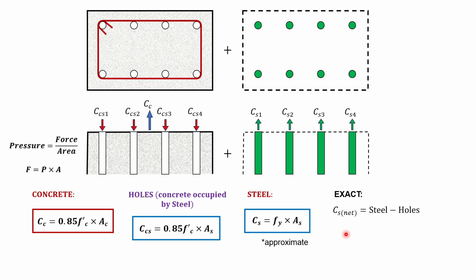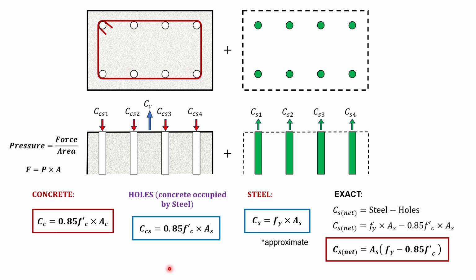C sub S net is actually the steel minus the area occupied by the steel, which is the holes. Then we substitute the formula for the steel and the holes. We have here Fy times AS minus 0.85 F prime C AS. Now we can actually simplify this like this. Take out the AS, then multiply by the quantity Fy minus 0.85 F prime C.